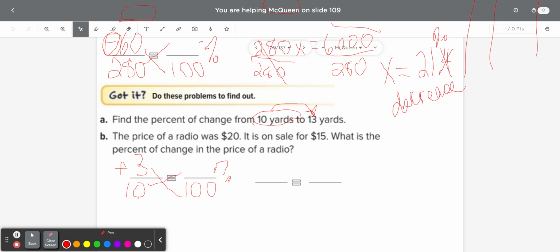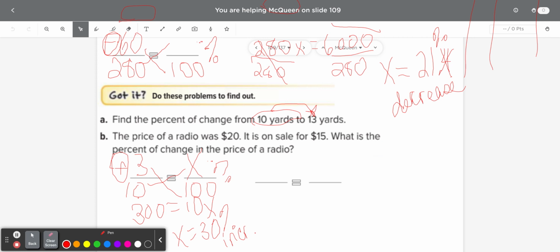And I use my cross products. And so I know that 300 equals 10x, because that is your x. Divide both sides by 10, and so you get x equals 30. 30 what? Well, it goes on the percent side. So it's a 30%, look back over here, increase. 30% increase.